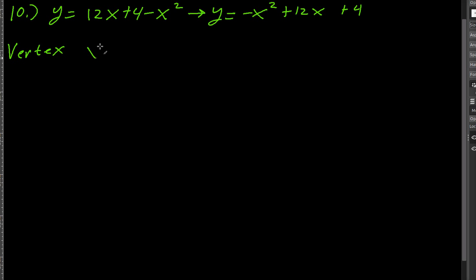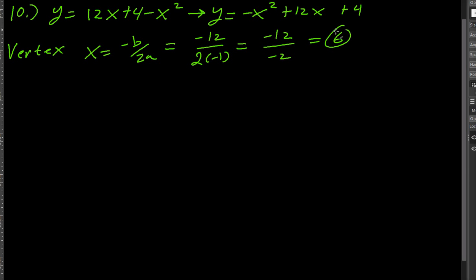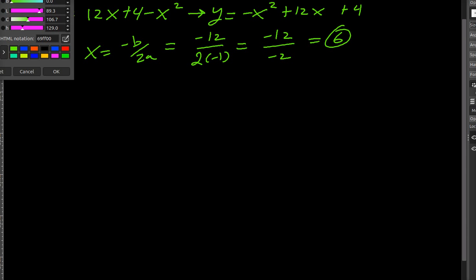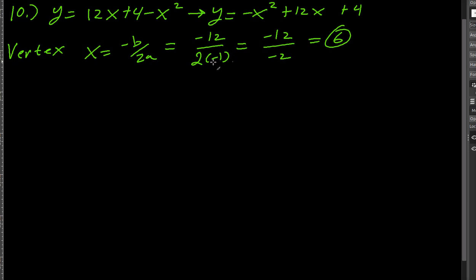So for the vertex, we can have x equals negative b over 2a, and that would equal negative 12 over 2 times negative 1. So negative 12 over negative 2, and that's 6. But that's the x value. What about the y value? How do you find that? So for the y value, I'm just going to plug that value in. 12 times 6 plus 4 minus 6 squared. Okay, and I found this to be 40.